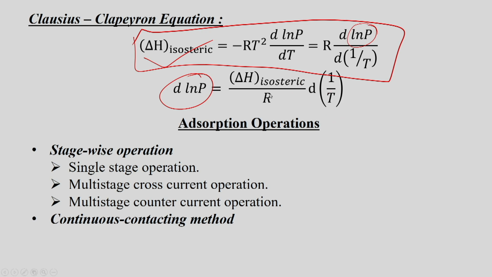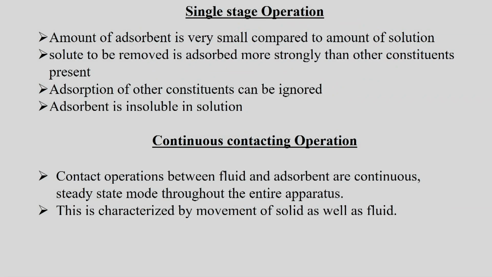And adsorption processes are like this: stage-wise operation is there, and then continuous operation is there, like single stage operation, then multi-stage cross-current and multi-stage counter-current operation. In single stage operation we discussed that the amount of adsorbent is very small compared to the amount of solution, the solute to be removed is adsorbed more strongly than the other constituents present, which is the target also, adsorption of other constituents can be ignored, and the adsorbent is insoluble in the solution.